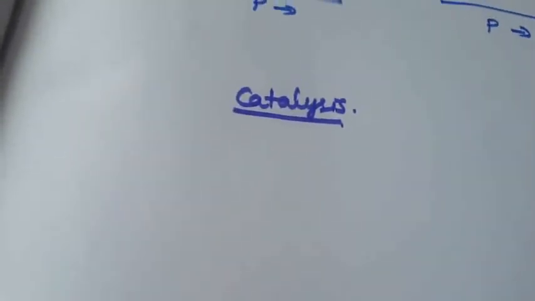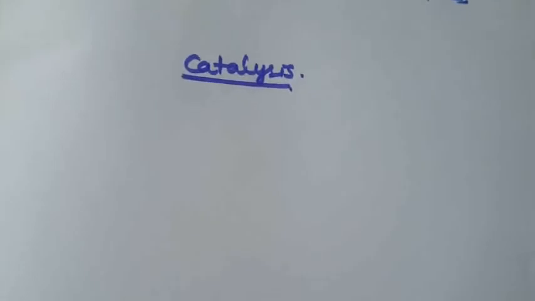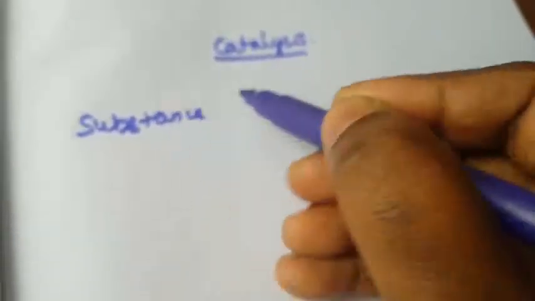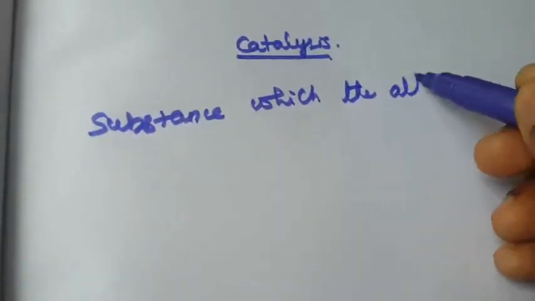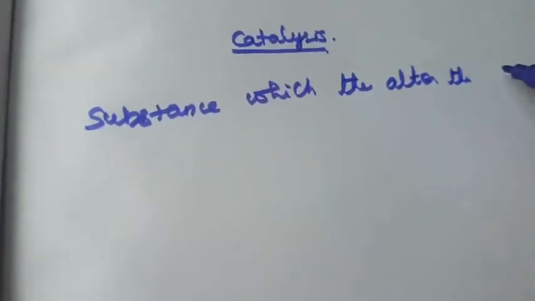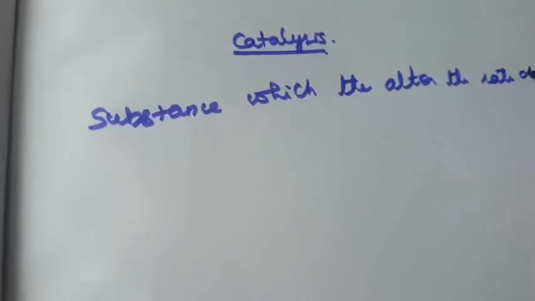Later on it was identified that there are also substances which retard the speed of the reaction. So later on it was called catalysis. What is meant by catalysis? Catalysis is defined as the substance which alters the rate of the chemical reaction. What is meant by catalysis? A substance which alters the rate of the reaction.